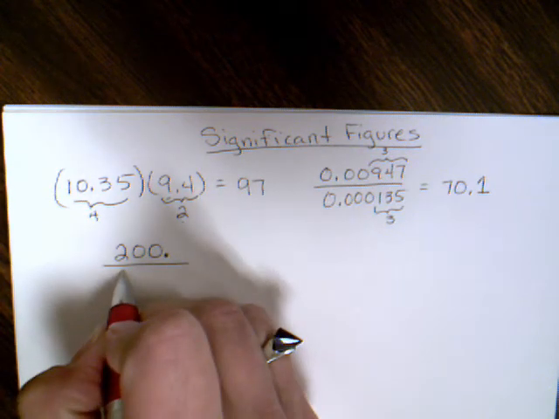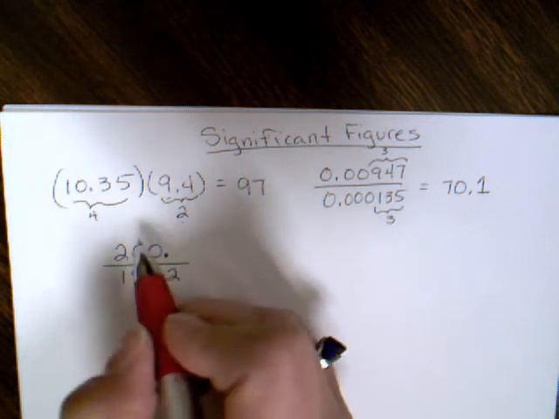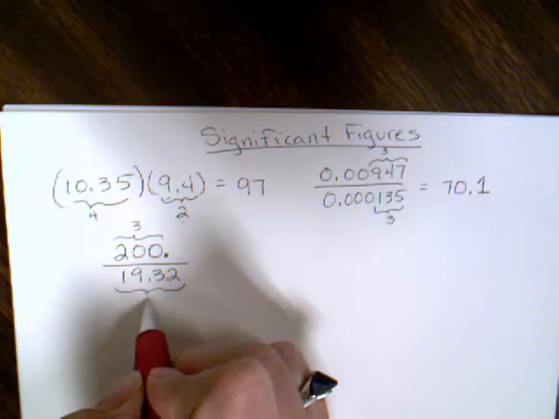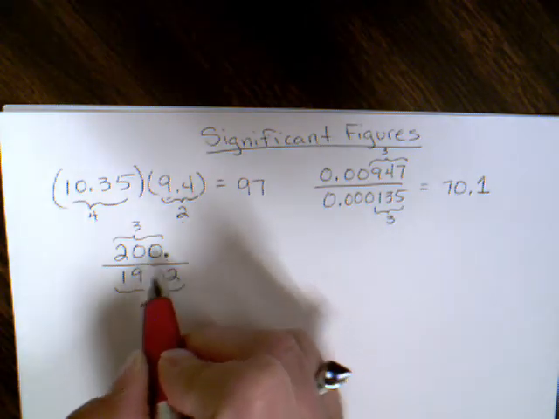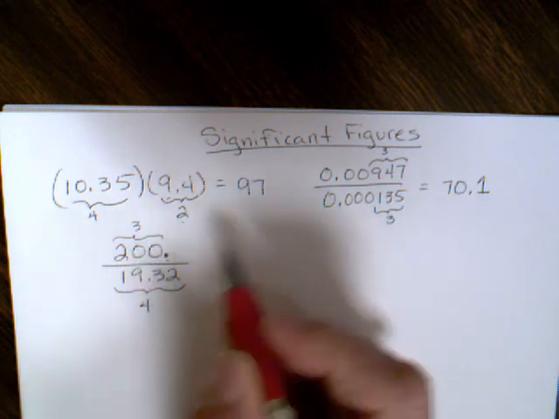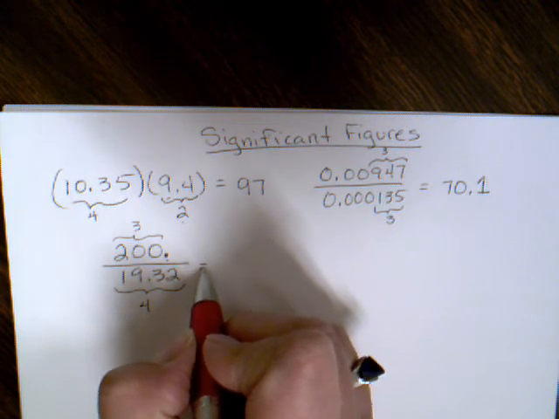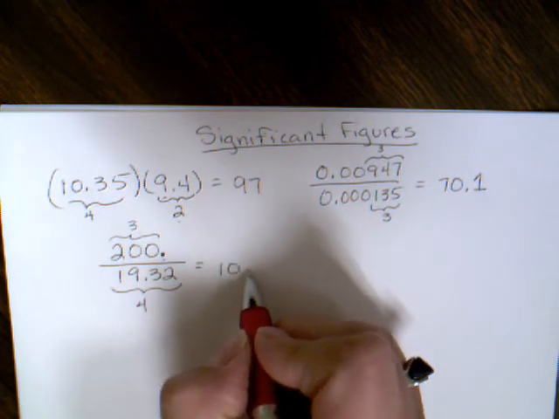200. with a decimal divided by 19.32. This one only has 3 sig figs, whereas this one has 4. Look here, there's zeros that have a decimal. So these zeros do count. It is after a number, and there is a decimal present. We will only use 3 significant figures in our answer, so your answer will be 10.4.